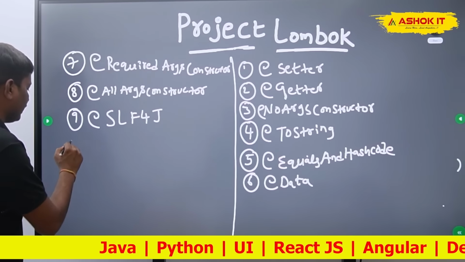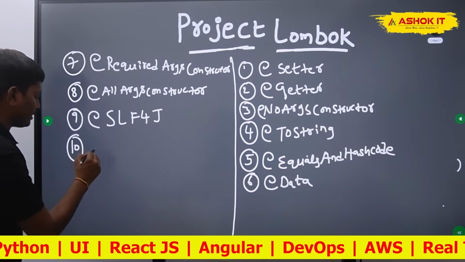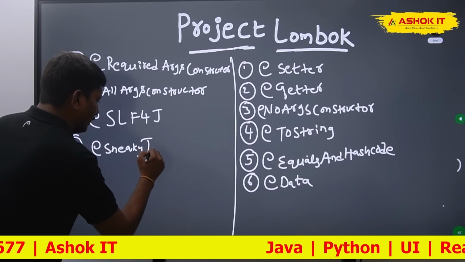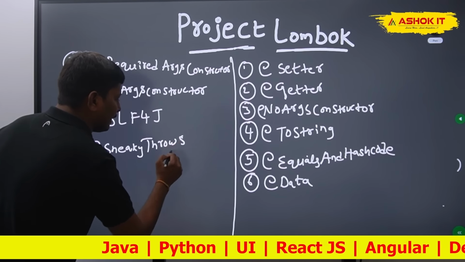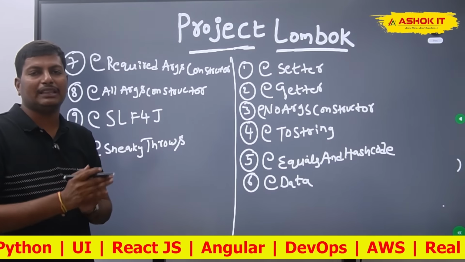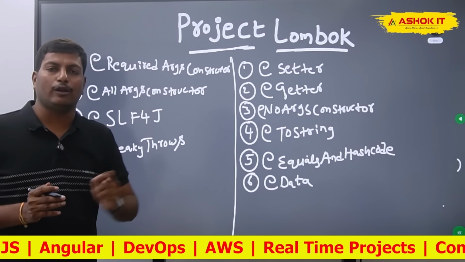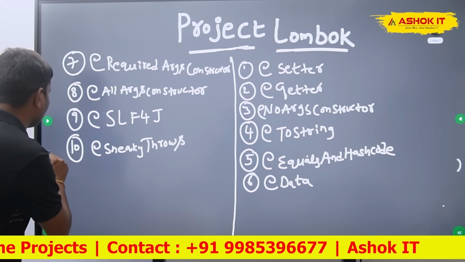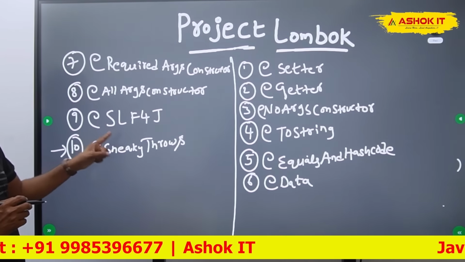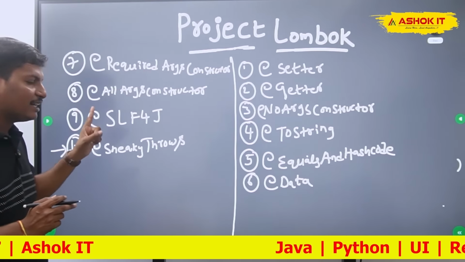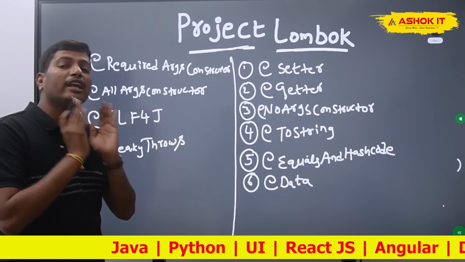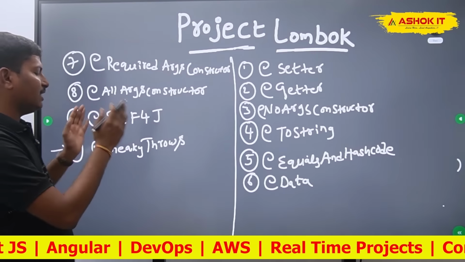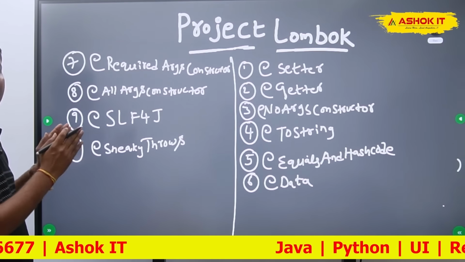And the next one, here it provided one more annotation called @SneakyThrows. So if you want to handle some checked exceptions in the Java method, we are going to use throws keyword. Instead of writing the throws keyword in the Java method, you can use one annotation called @SneakyThrows. So if you use @SneakyThrows, it is going to ignore checked exceptions available in our Java method. So like this, Lombok provided several annotations.